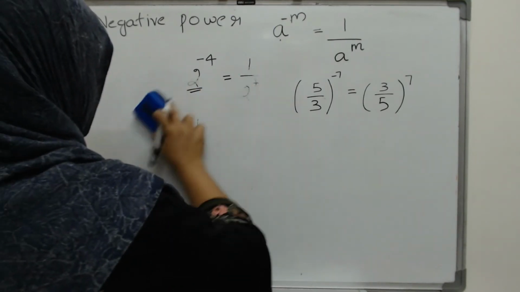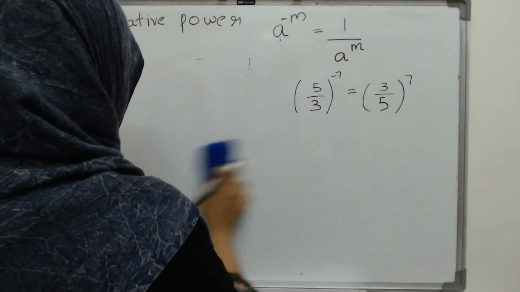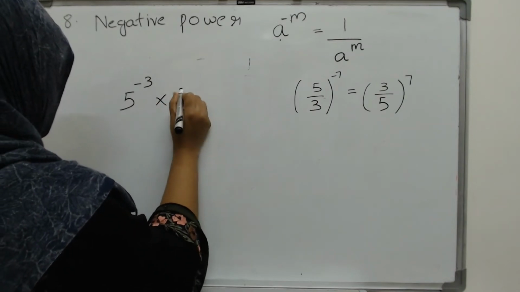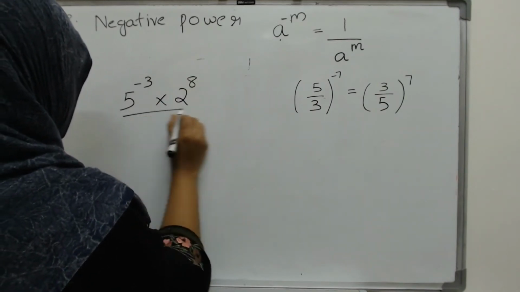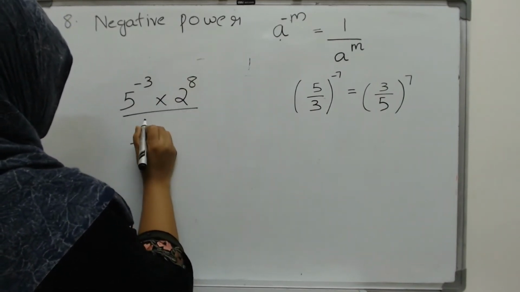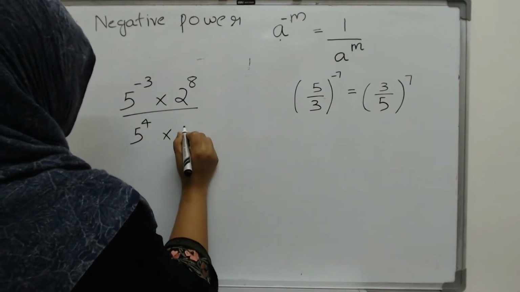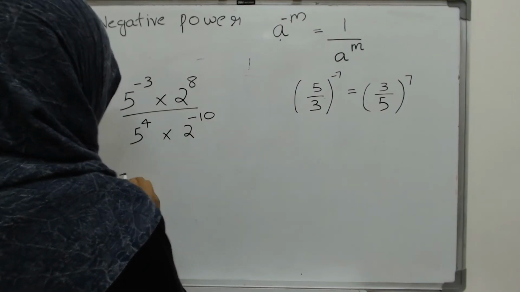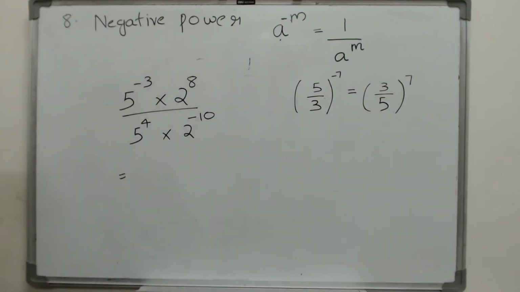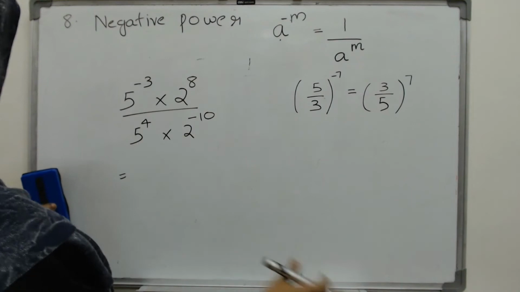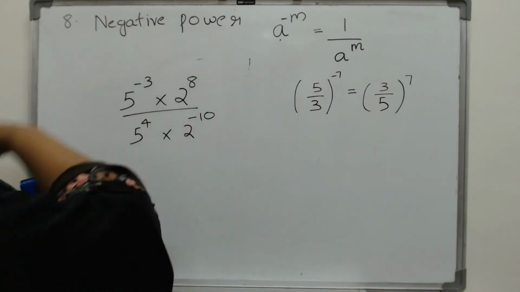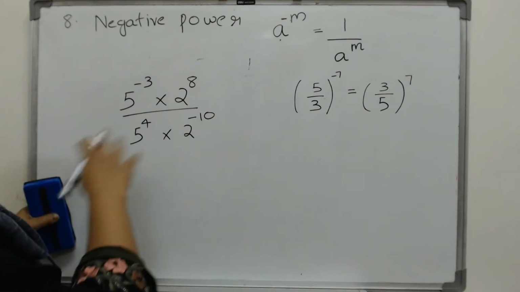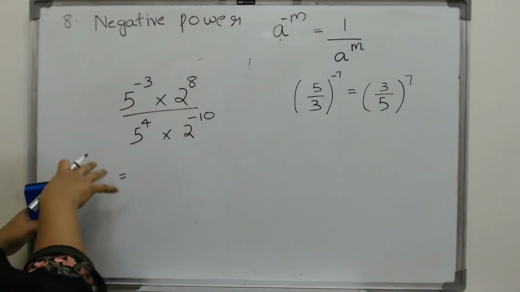Now we will see an example. Say 5 raised to minus 3 into 2 raised to 8 by 5 raised to 4 into 2 raised to minus 10. Now, what do we do with this? In this, we will use many of the laws that we have learned earlier also, like the power of the product. We will use some of those laws also.